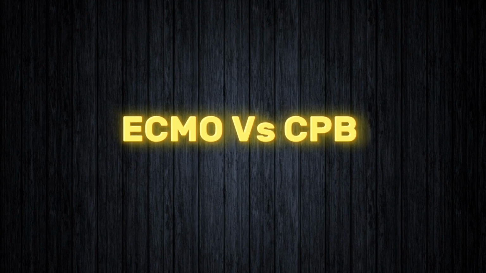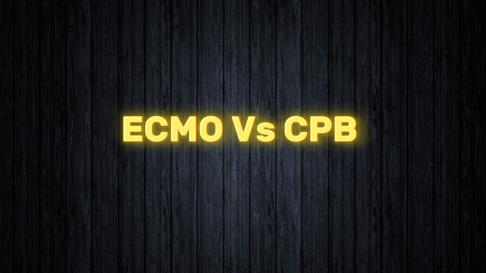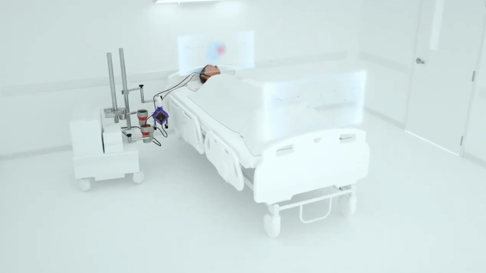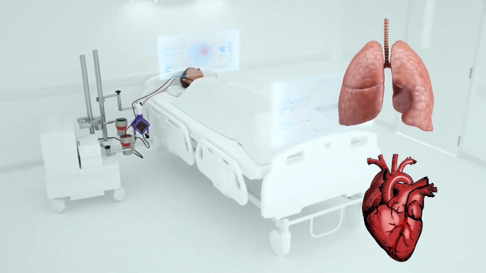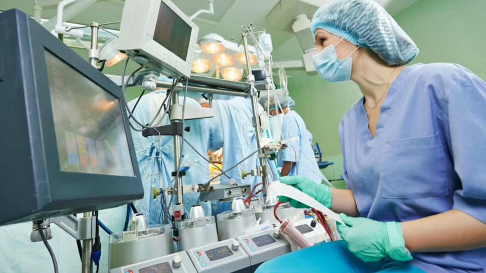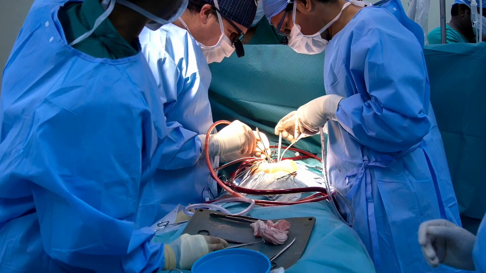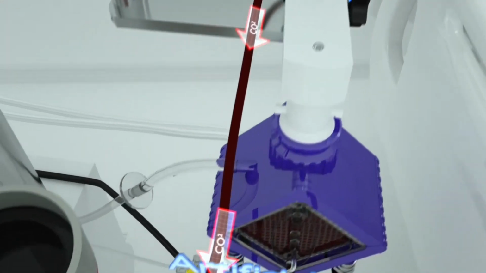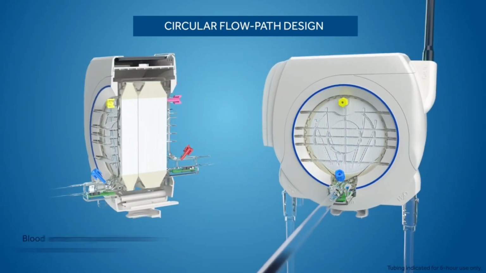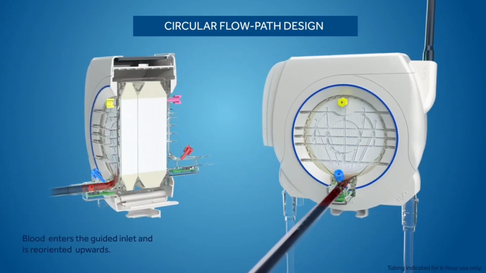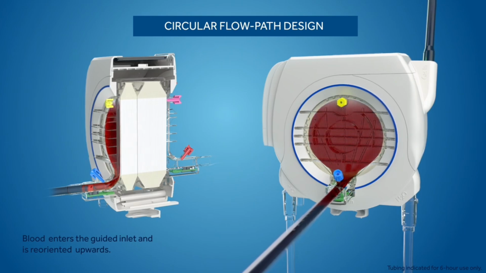Now we will briefly discuss the difference between CPB and ECMO. First, ECMO is primarily used to support patients with severe respiratory and cardiac failure, and CPB is used during cardiac surgeries to temporarily take over the function of the heart and lungs. In ECMO, a centrifugal pump is used, and the oxygenators are designed for longer duration, with mostly polymethylpentene membrane material, which are costlier than CPB oxygenators.